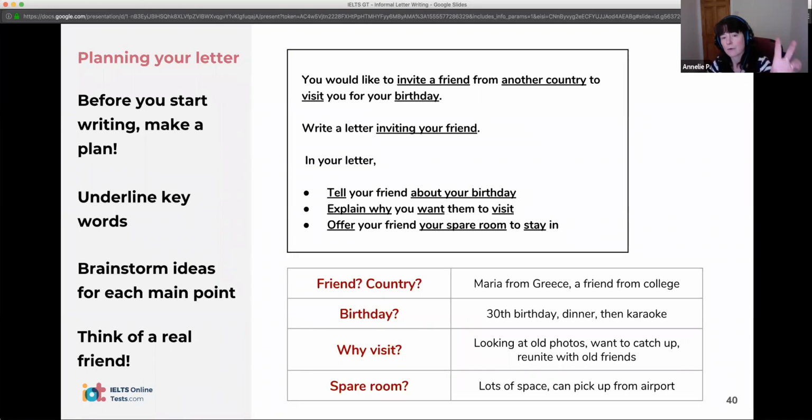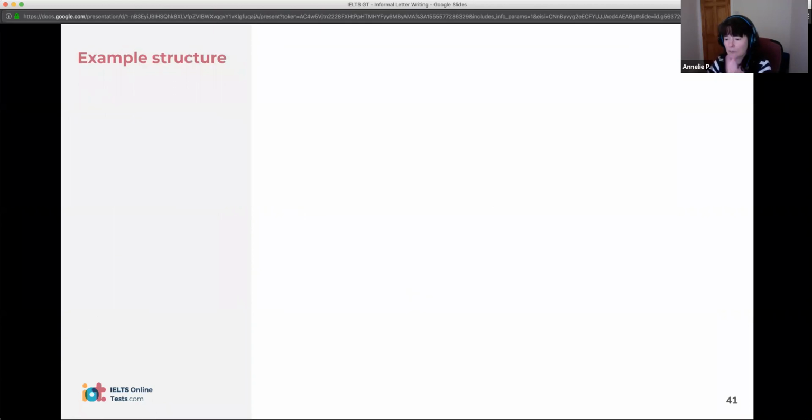Yeah. So for the main idea and for each of the bullet points, just jot down a couple of words. Make sure you know what you're going to put in the paragraph before you start writing. Okay. Very good. Okay, so we were talking about the structure before, so let's look at that in more detail.